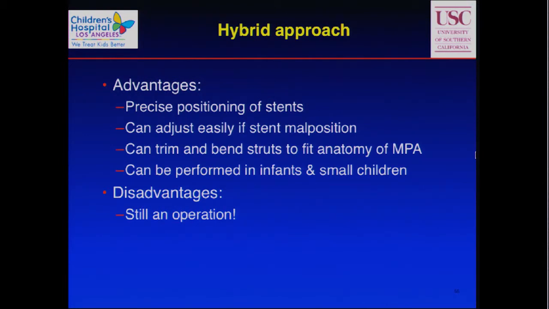The advantage of the hybrid approach, of course, is that even if the balloon ruptures, you can take it out. You have very precise positioning. You can adjust the stent if you want. You can actually trim the stent, as we mentioned earlier, especially in the MPA region. And you can do this in very small kids. But the disadvantage is that it's still an operation.